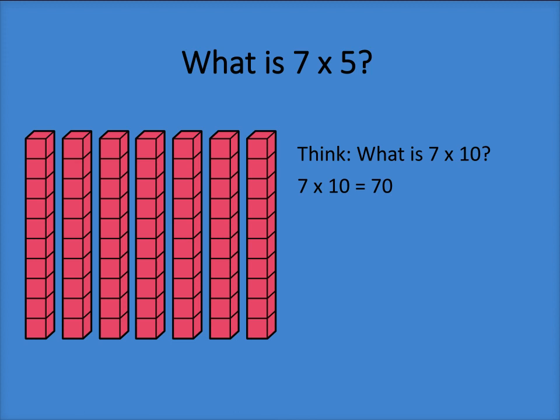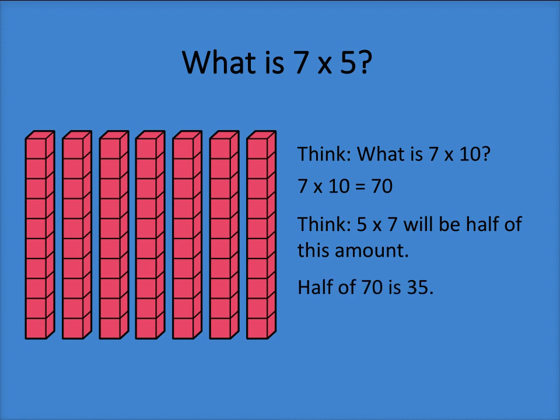If 7 times 10 is 70, 5 times 7 will be half this amount, because instead of 10 groups, we want to find out what 5 groups would be. So half of 70 is 35. So now we know that 7 times 5, or 5 times 7, is 35.